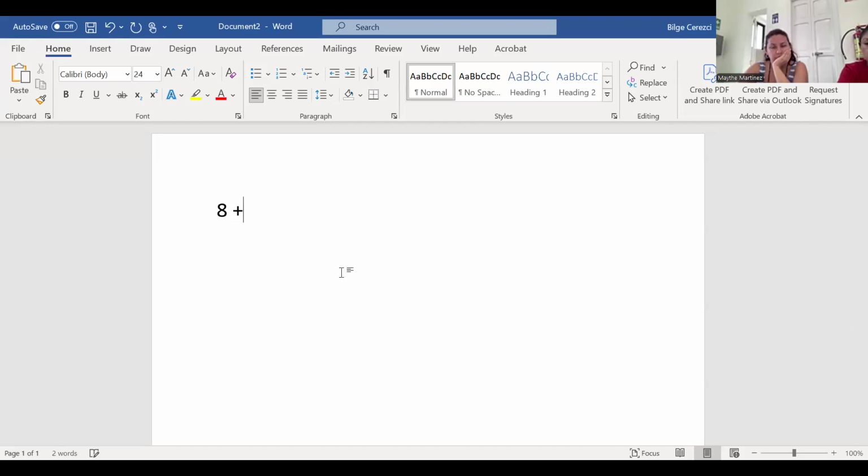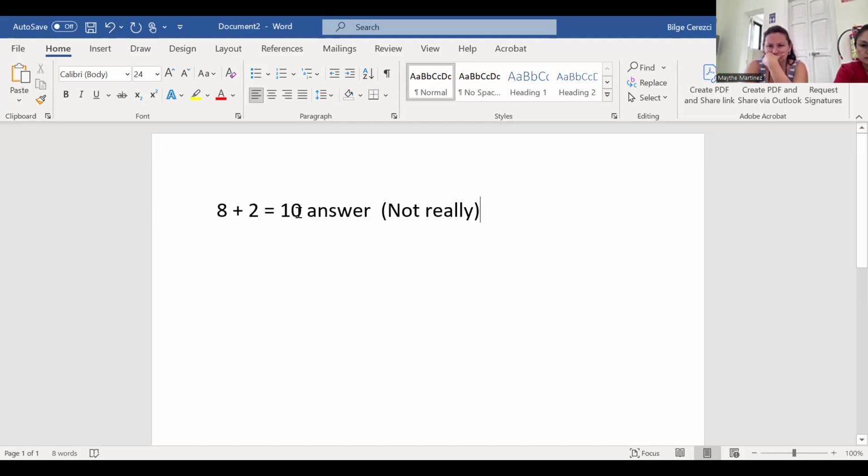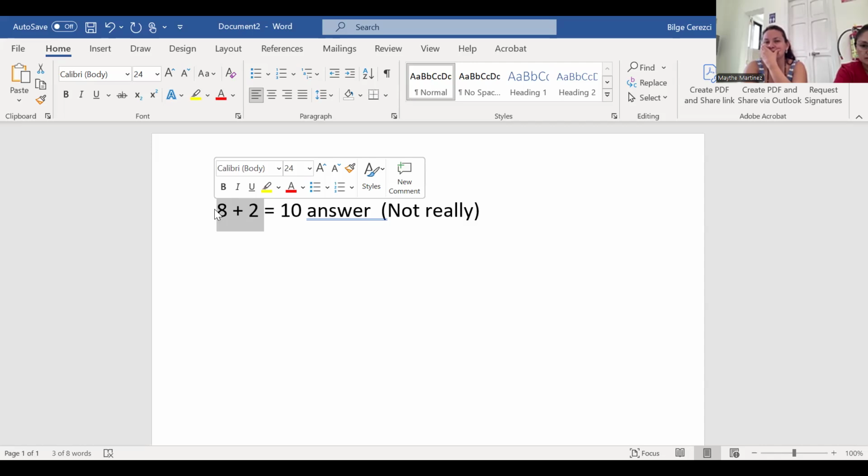For example, 8 plus 2 equals 10. People often think, and this is a misconception, I had it too until I knew better, that after you have two numbers, whatever operation you have, after the equal sign comes the answer, right? Not really. The equal sign means that this side is equal to this side. That's what it means. So in reality, 8 plus 2 is an answer too, because they're equal. Does that make sense?